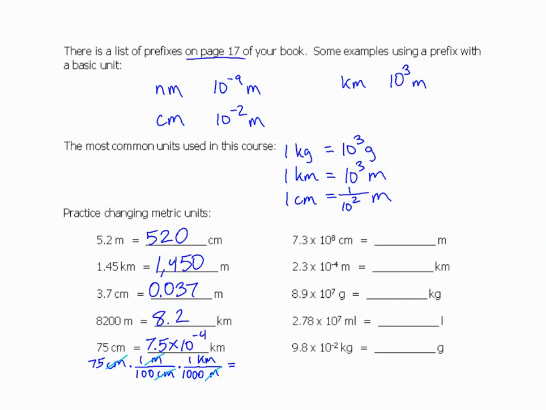Other side, 7.3 times 10 to the 8th centimeters. We want it in terms of meters. There are 100 centimeters in a meter. So in terms of meters, the number should be smaller. In terms of centimeters, the number is larger. 7.3 times 10 to the 6th power.